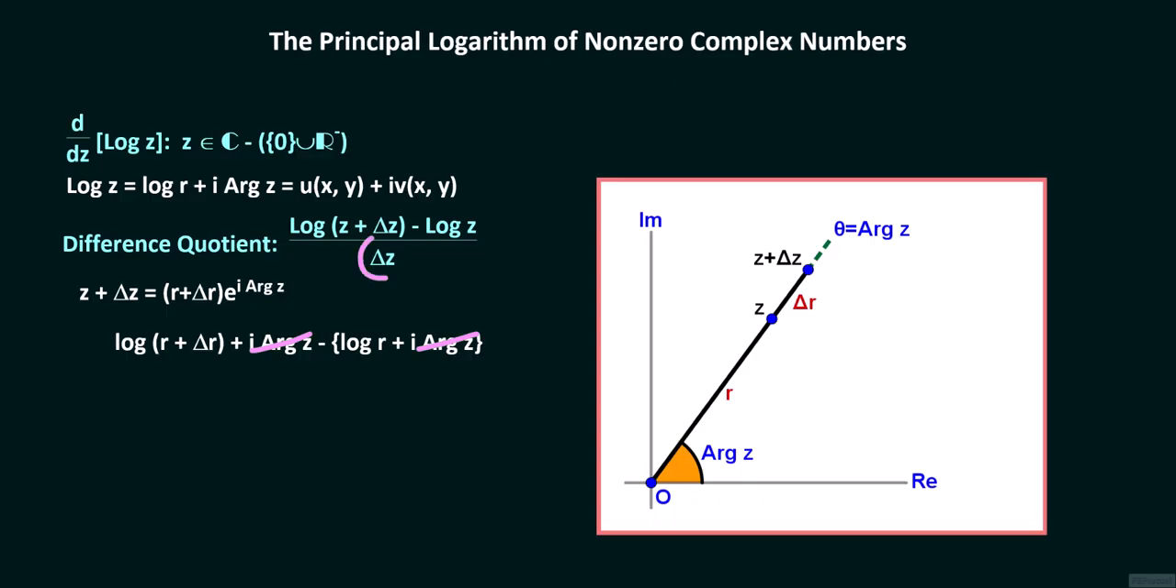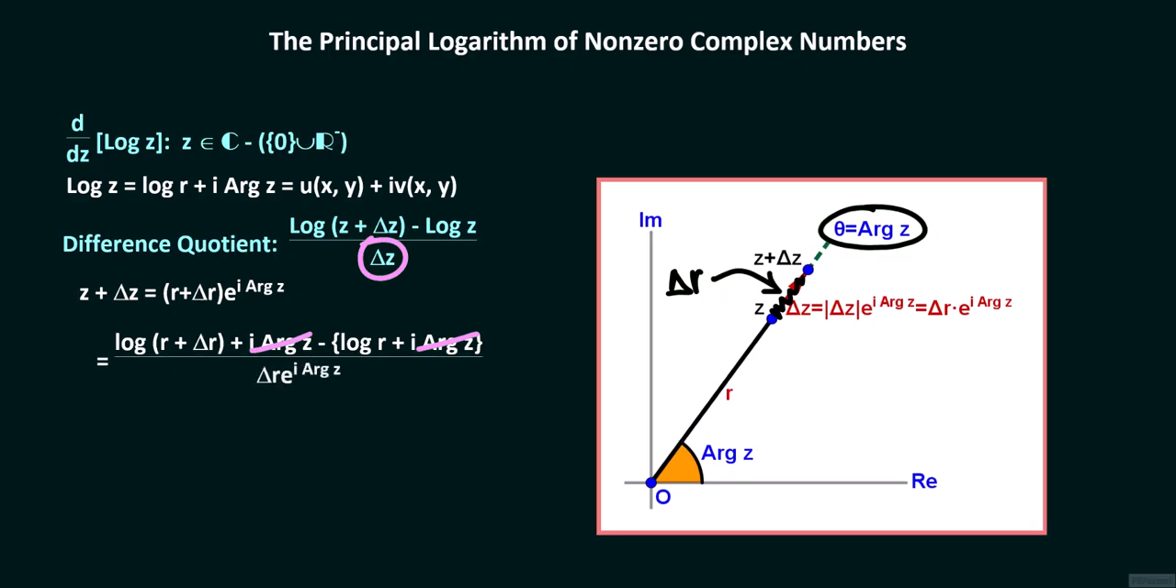In the denominator, delta z is not the distance between z and z plus delta z, but the vector from z to z plus delta z. Delta z's principal argument is also the principal argument of z. Therefore, delta z equals its absolute value times e raised to the power i times the principal argument of z. The absolute value of delta z, or the length of delta z, is delta r. So delta z equals delta r times e raised to the power i times the principal argument of z, which is now the denominator of the difference quotient.